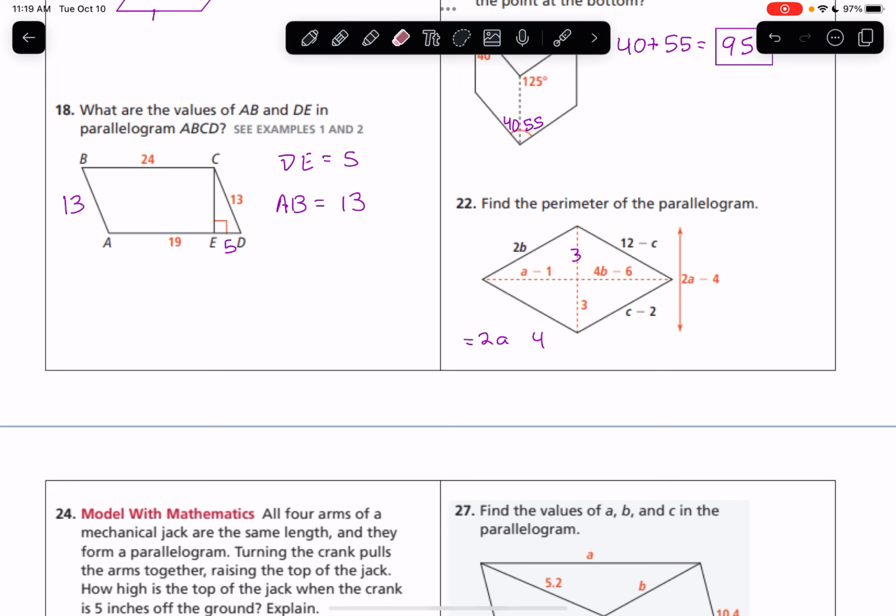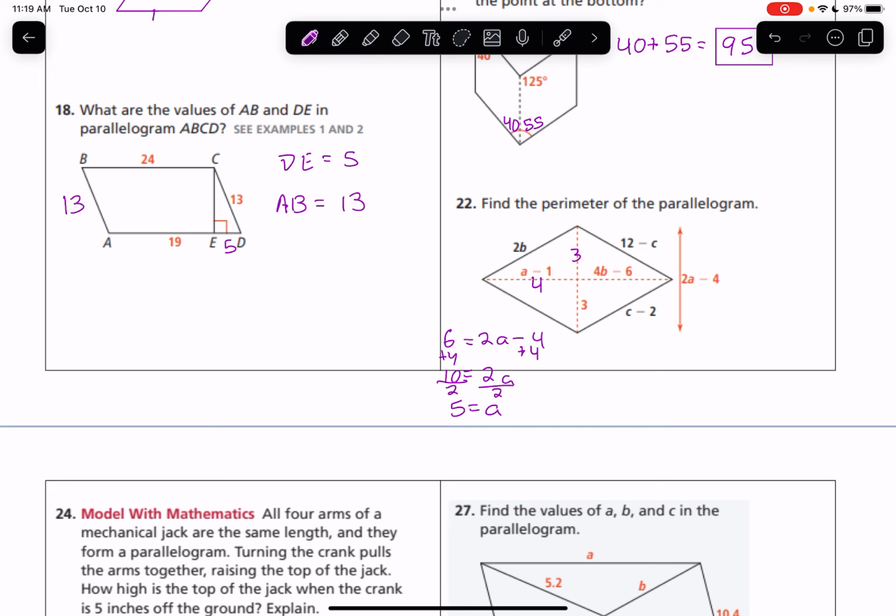That's okay. So we've got, instead, 6 equals 2a minus 4, which means we'll add 4. So 10 equals 2a, divide by 2. 5 equals a. So anywhere I see an a, I'm going to write a 5. So in this spot, for example, this is a minus 1, so that is 4. And then I need to continue on.